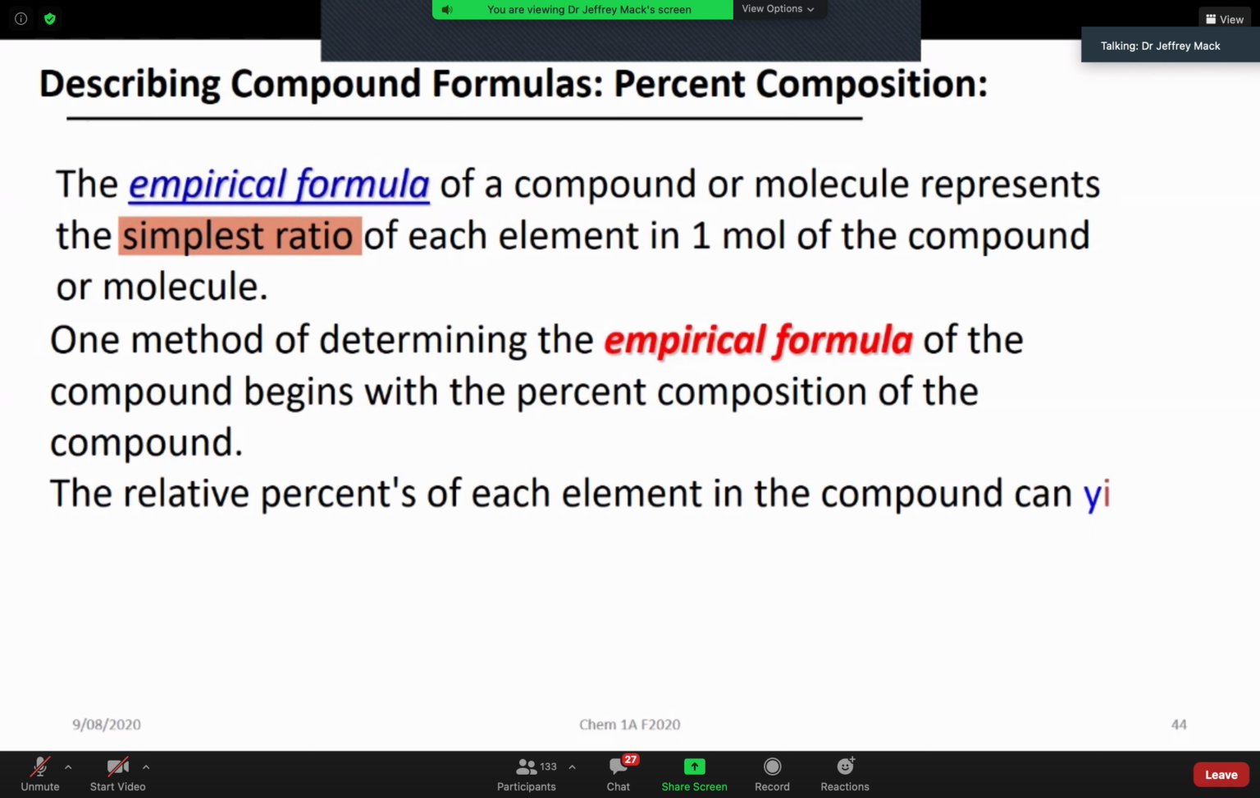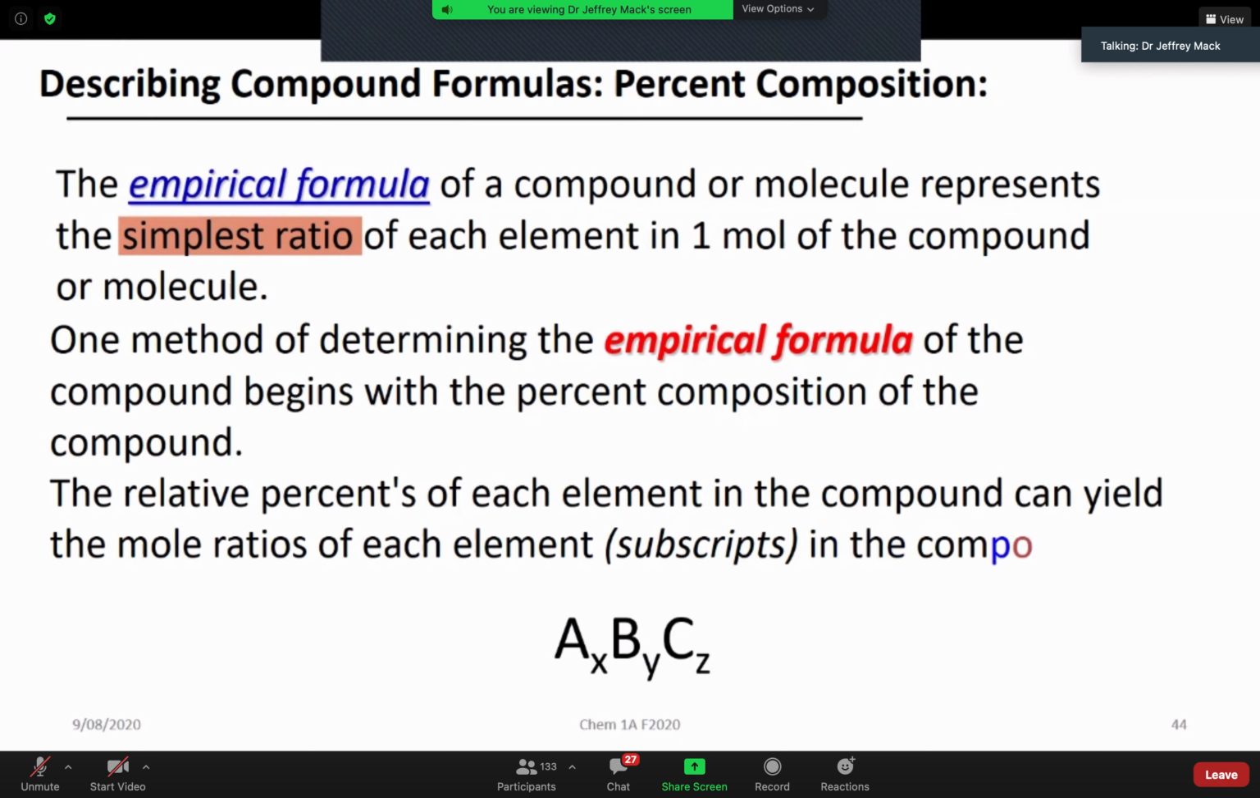Now, the relative percentages of each element in a compound will then yield the subscripts in that compound, which are, in this case, for a compound that contains elements A, B, and C, the subscripts X, Y, and Z. And in the empirical formula, X, Y, and Z represent the simplest ratio, right? So they can't be simplified any further. And again, X, Y, and Z have to be whole numbers. They cannot be fractions, right? Does that make sense? Okay, good.